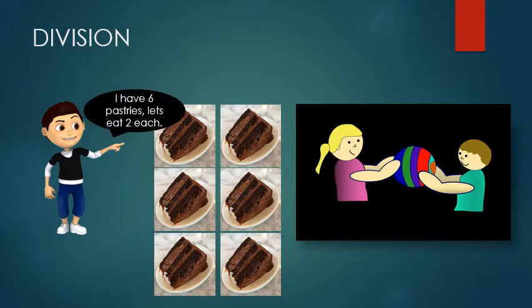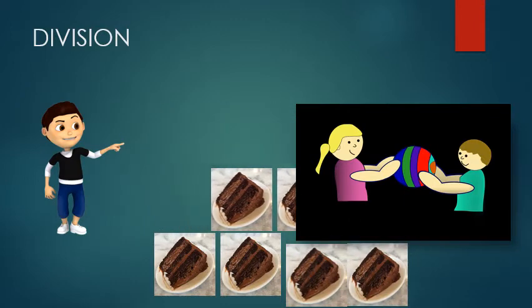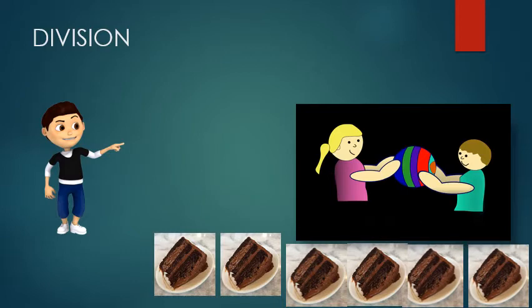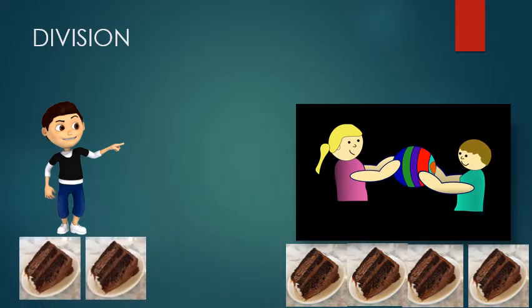He said, I have 6 pastries. Let's eat 2 each. Then he gave the first 2 pastries to his first friend, the second 2 pastries to his second friend, and he took the remaining 2. See how efficiently he divided the pastries equally among his friends. So, what did you understand from this?